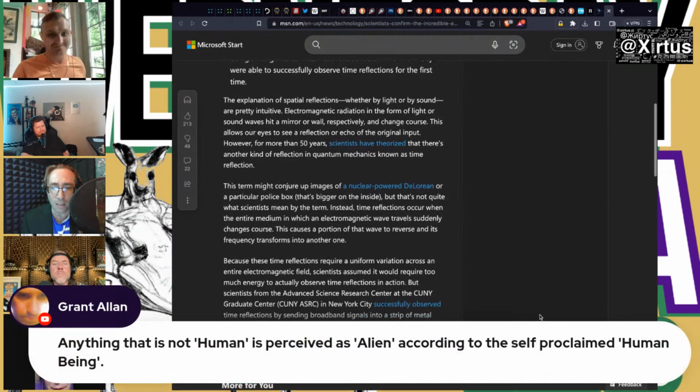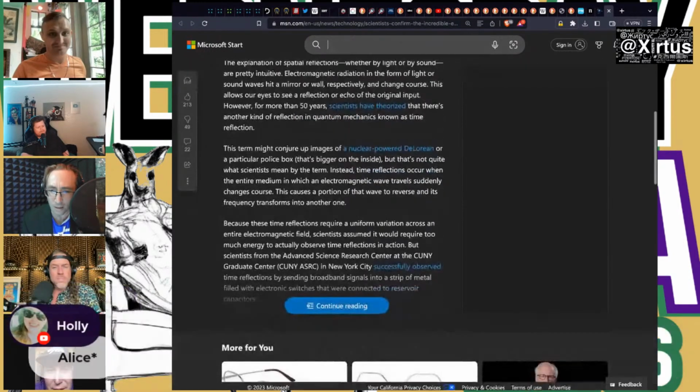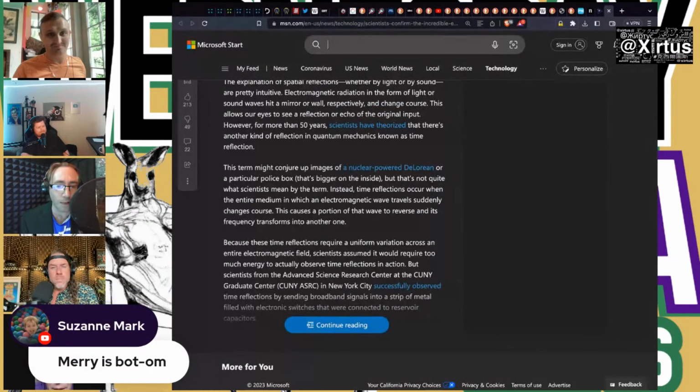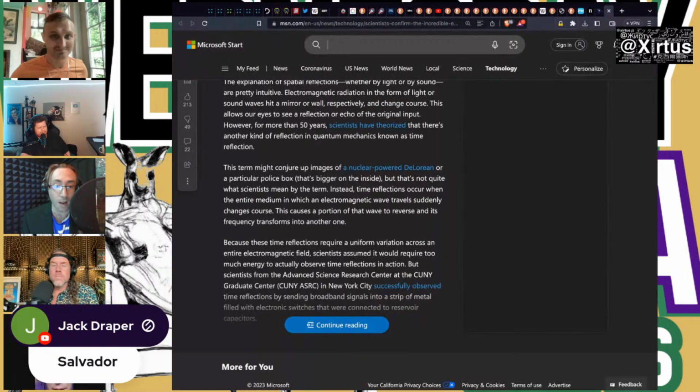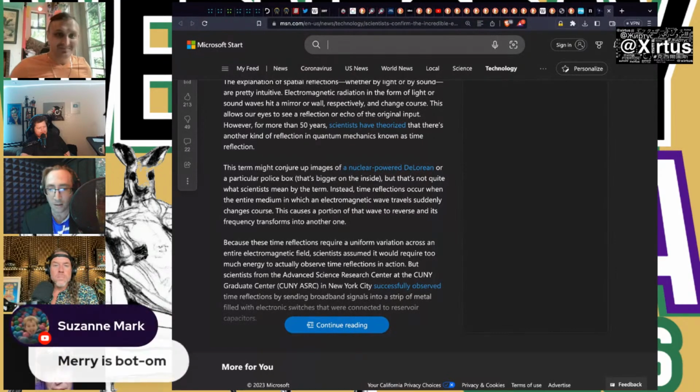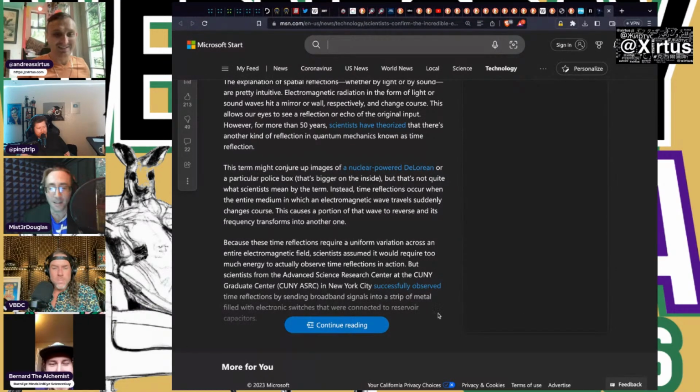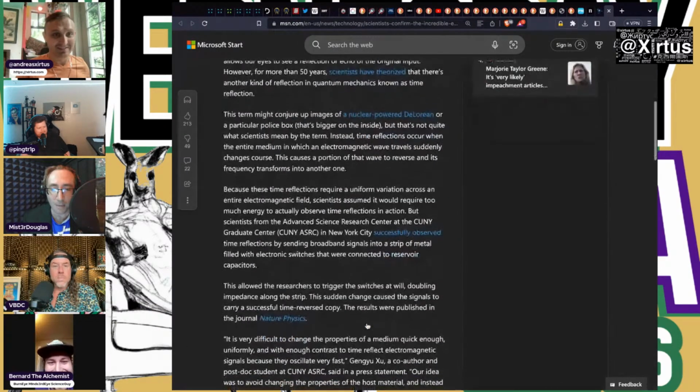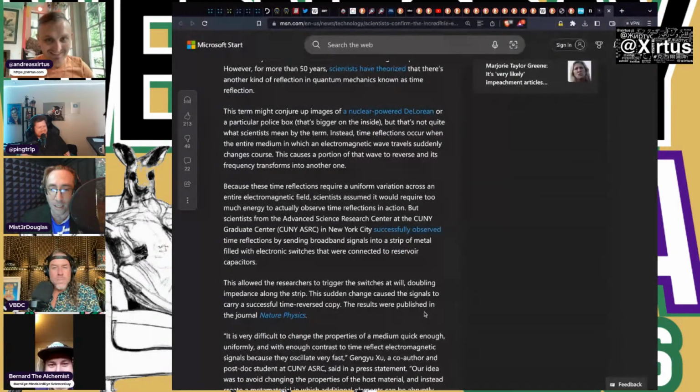However, for more than 50 years, scientists have theorized that there's another kind of reflection in quantum mechanics known as time reflection. The term might conjure up images of a nuclear-powered DeLorean, or in particular, a police box.